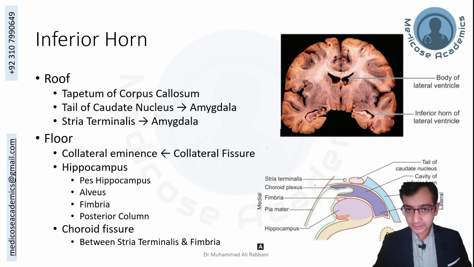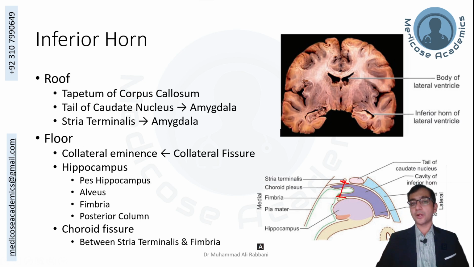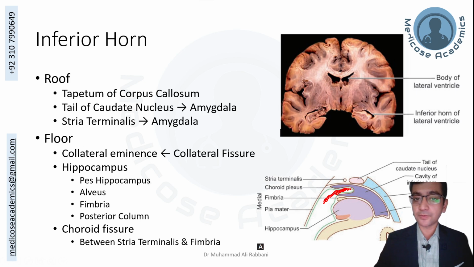This slit, the area from here to here, is the choroid fissure. In this area there is no neural tissue present, and within this area is the choroid plexus. The choroid plexus enters right here. So this is the choroid plexus between the stria terminalis and this fimbria right here.